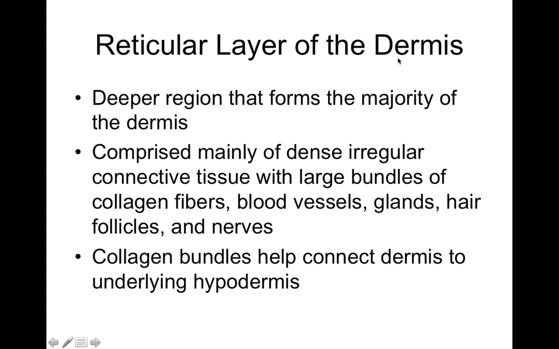In the reticular layer of dermis, you guys, it's mostly dense, irregular connective tissue. You got large bundles of collagen fibers, blood vessels, glands, hair follicles, and nerves. And we'll talk about the functions of these. As a protein, what was collagen good for? Strength. You got it. So all this collagen in the dermis gives the dermis some strength. If someone has weak skin or loose skin, it could be because they have less collagen. And this is one of the consequences of aging.